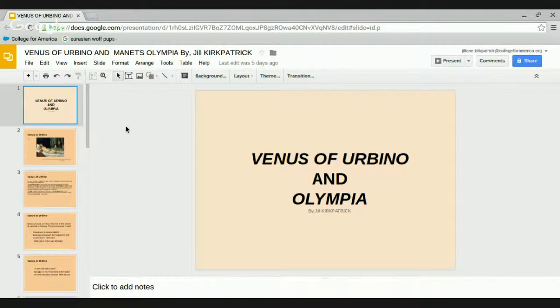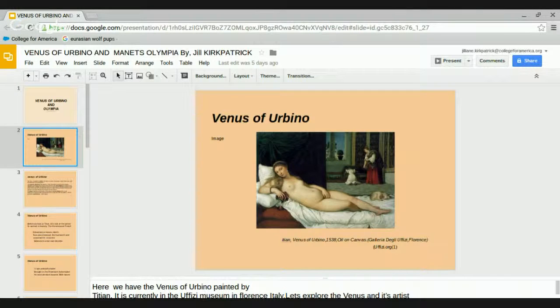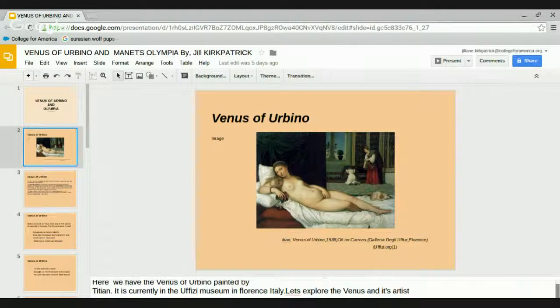Venus of Urbino and Olympia. Here we have the Venus of Urbino painted by Titian. It is currently in the Uffizi Museum in Florence, Italy. Let's explore the Venus and its artist.